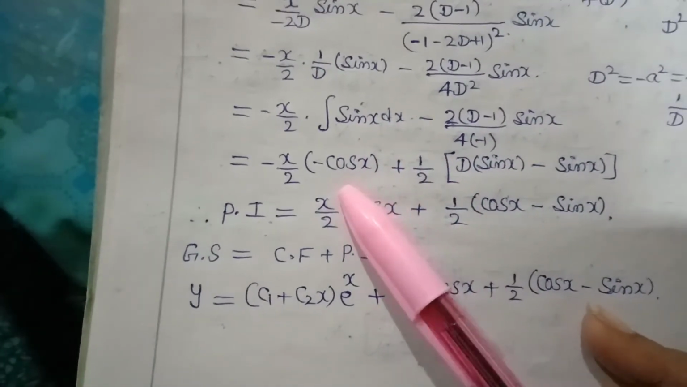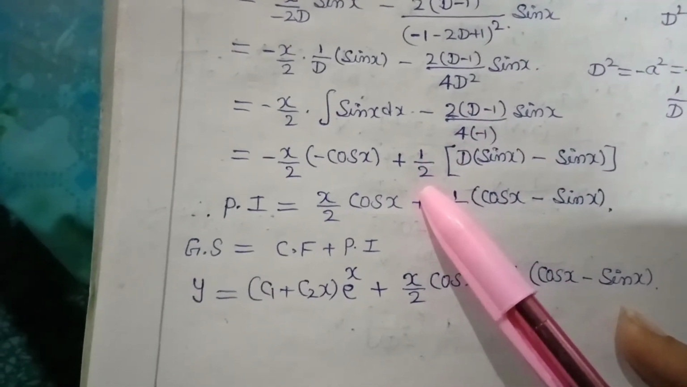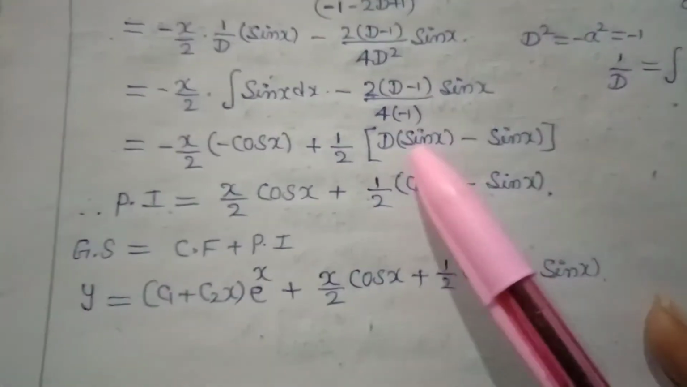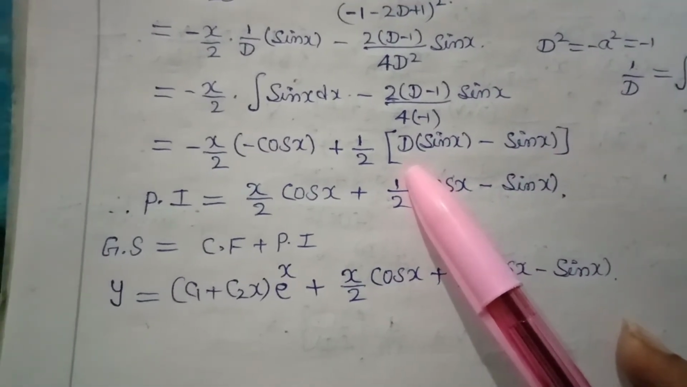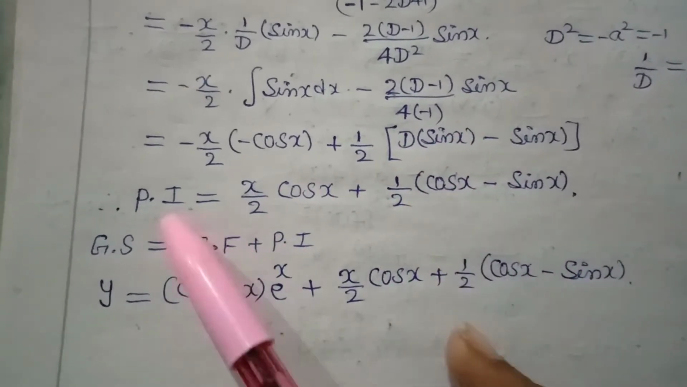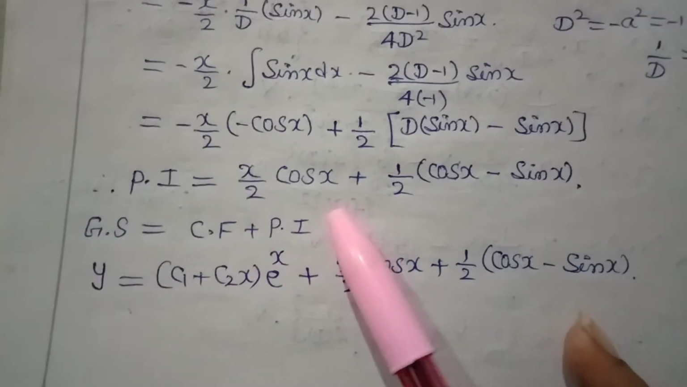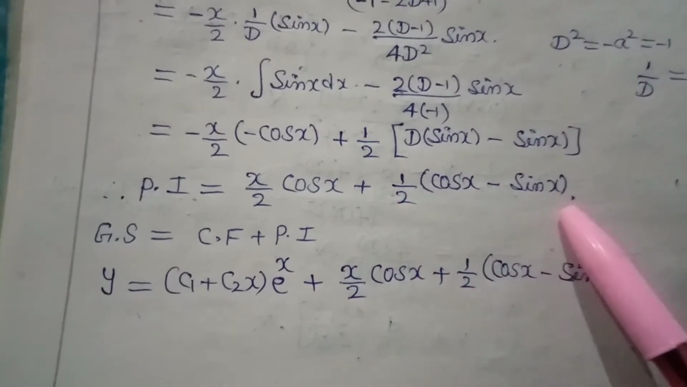Integral of sin x is minus cos x. Minus into minus is plus, 2 by 4 is 1 by 2. Let's split this into 2 parts. D of sin x minus cos x. We know D is nothing but d by dx. So differential of sin x is cos x. Hence your particular integral is x by 2 cos x plus half into cos x minus sin x.